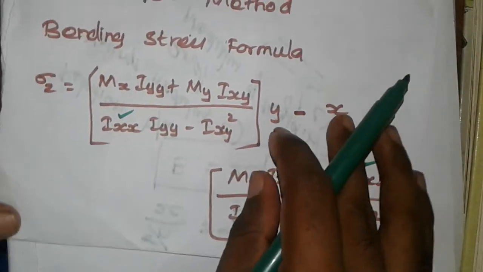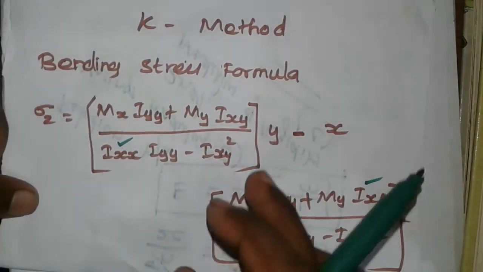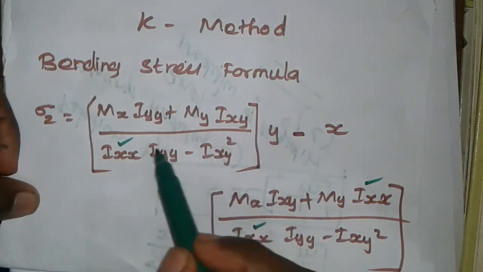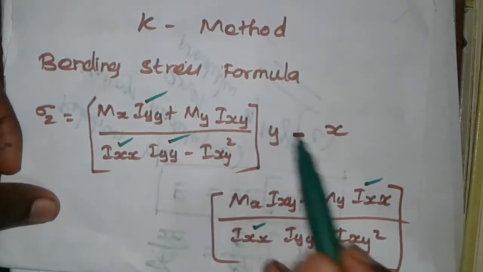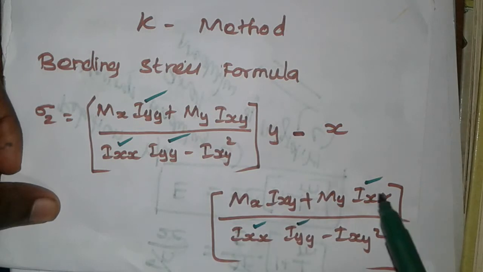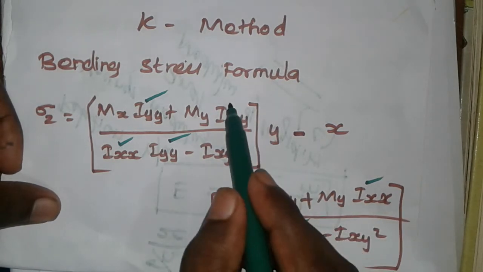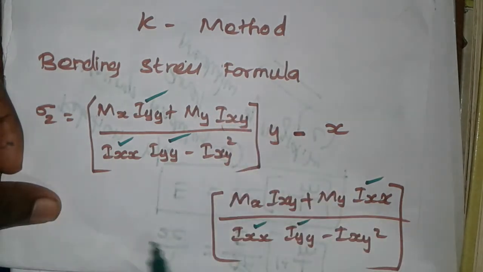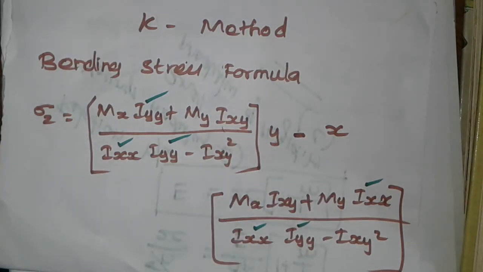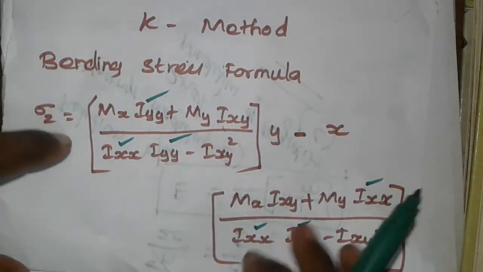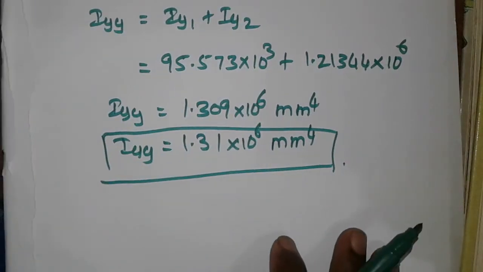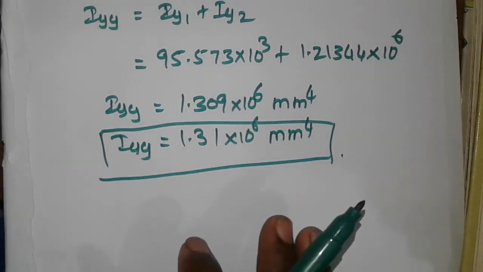So we come back to the formula, K method formula. I have found out the Iyy value. Only thing I have to find out is Ixy value. The other values are known in the formula. Okay. How to find?